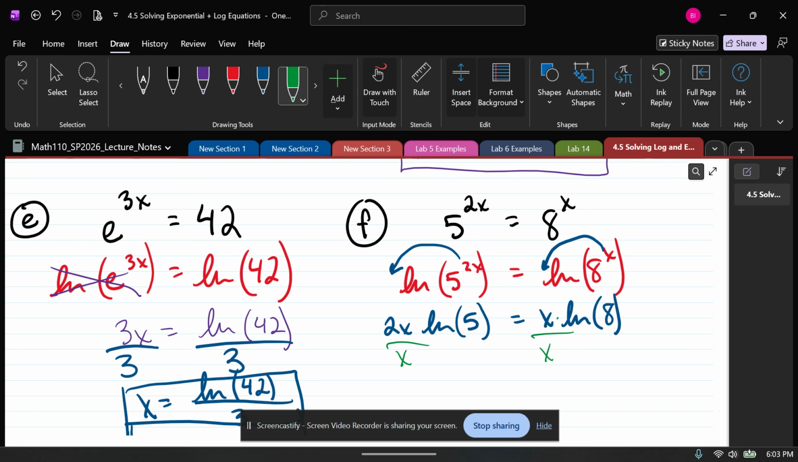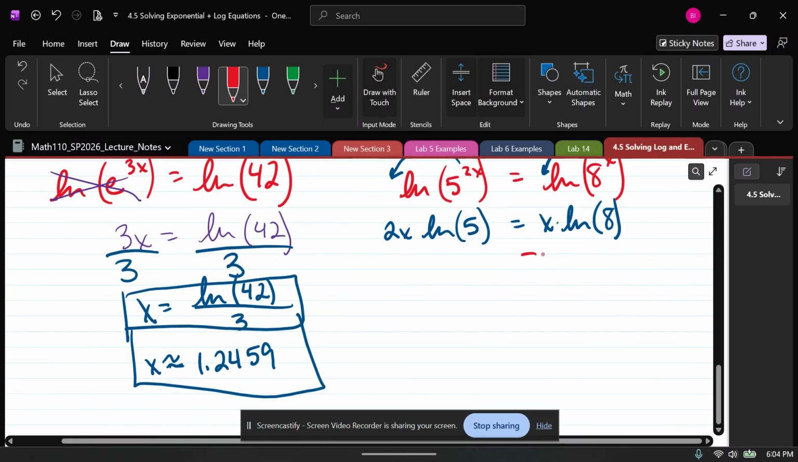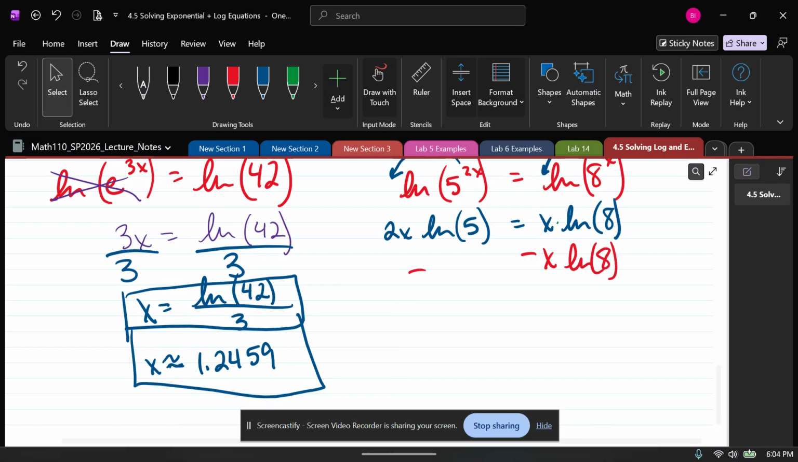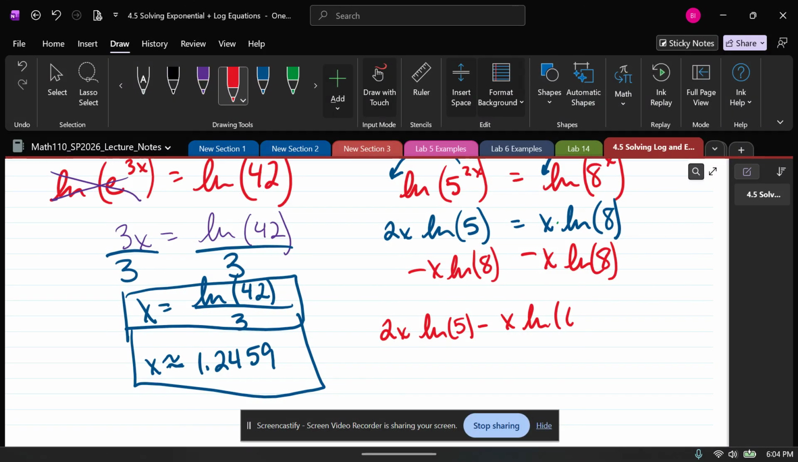Now, this one's weird. I'm going to warn you, it's weird. What happens when you divide by that x? It canceled out. So that doesn't really help us there. Okay? So let's back up a step. If I were to move that all to the same side by subtraction, so I'm going to subtract x natural log of 8. That would give me 2x natural log of 5 minus x natural log of 8 equals 0.